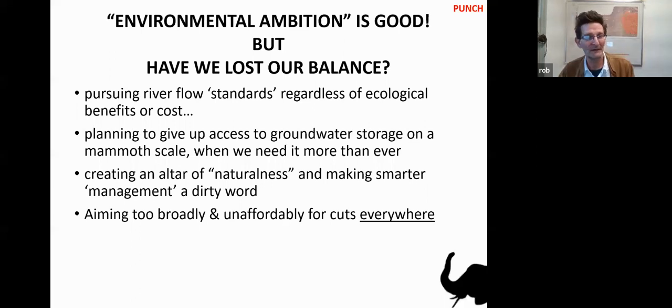I think we've created a bit of an altar of naturalness, and in so doing, we've made smarter management a bit of a dirty word. And particularly at the moment, I think we're just aiming very broadly. The brush is very big and broad and unaffordable, really, for cuts almost everywhere.